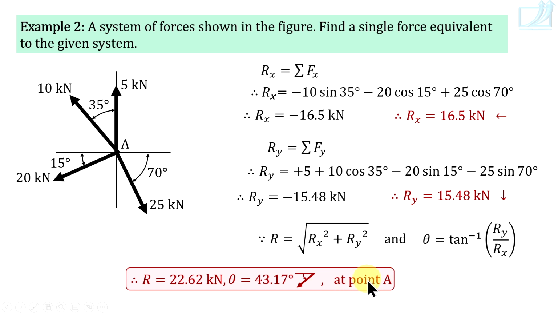Okay, now let's show resultant in the space diagram. So resultant R is at point A. So at point A, leftwards downwards, label it and then insert its magnitude. Use different type of line, so we prefer dotted line, and insert its angle with x-axis theta as 43.17 degrees.